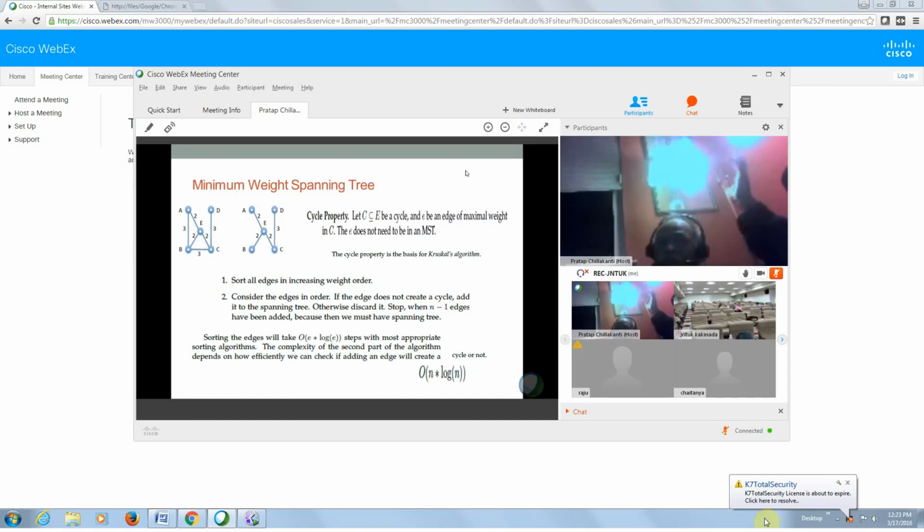Now there's some this E times log E. E is the number of edges. Okay. Now the second thing is, as it says here, right? How efficiently you can check if adding an edge will create a cycle or not. Okay. Again, going back, the mantra n log n seems to be coming everywhere. Remember that?